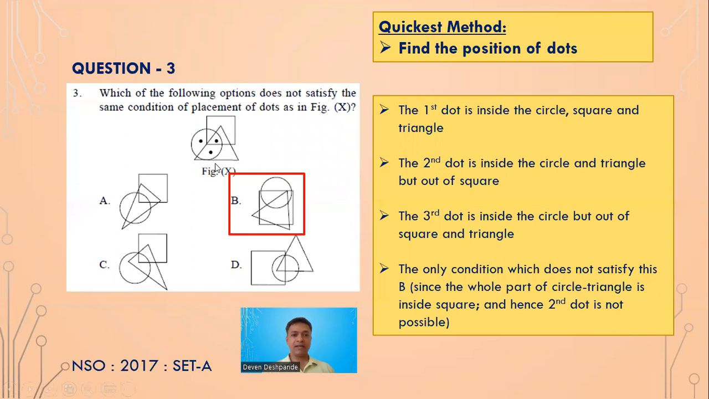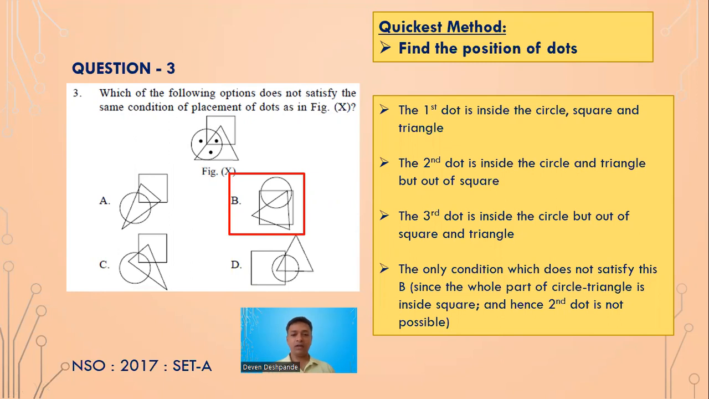Okay, then the second dot is inside the circle and the triangle, but out of the square. It is out of the square. And the third dot is inside the circle but out of the square and triangle. So which of the conditions does not satisfy?